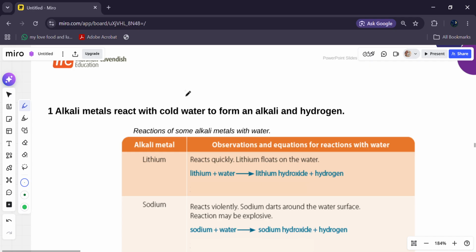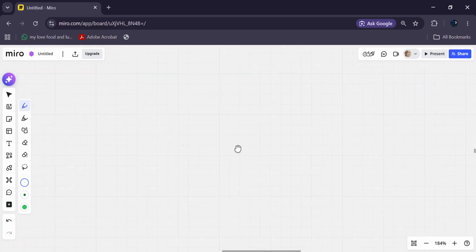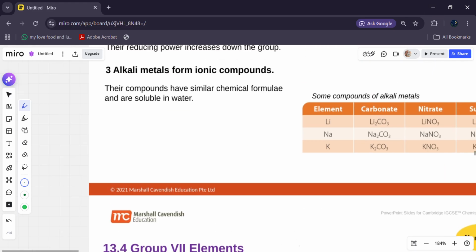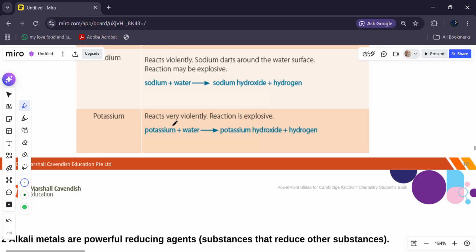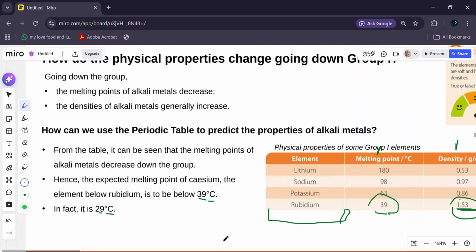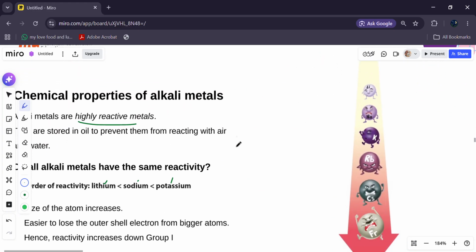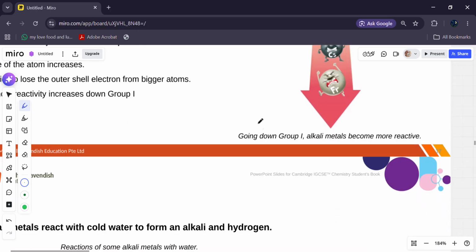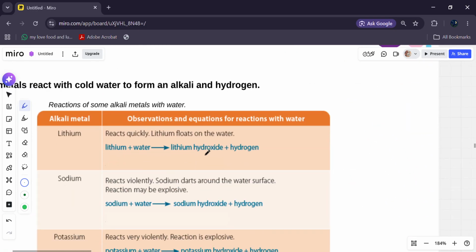Now, alkali metals react with cold water to form alkali and hydrogen. Example, lithium quickly reacts with water to form lithium hydroxide and hydrogen.